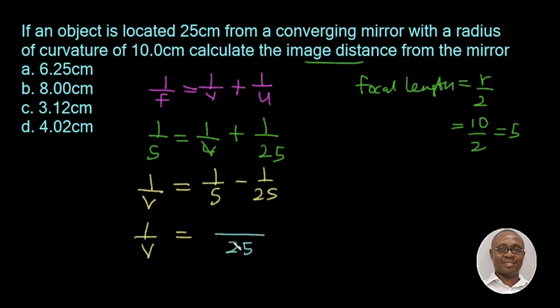25 divided by 5 is 5, 5 times 1, that's the numerator. We have 5. All right, 25 divided by 25, 1 times the numerator is 1. So finally we have 4 over 25.